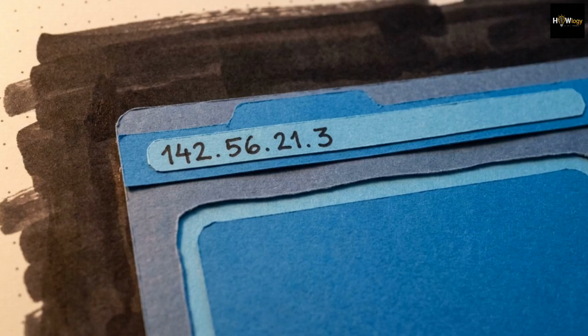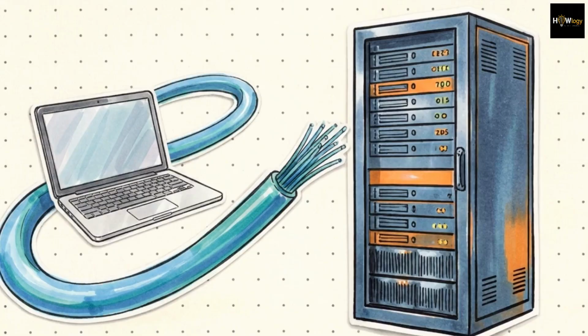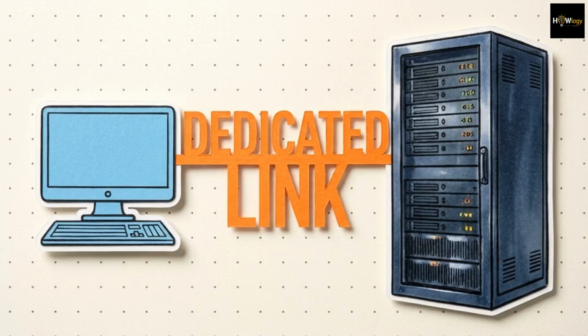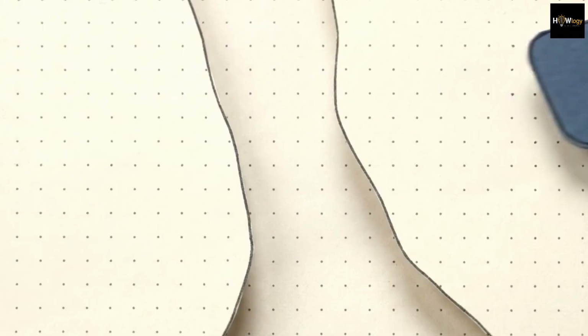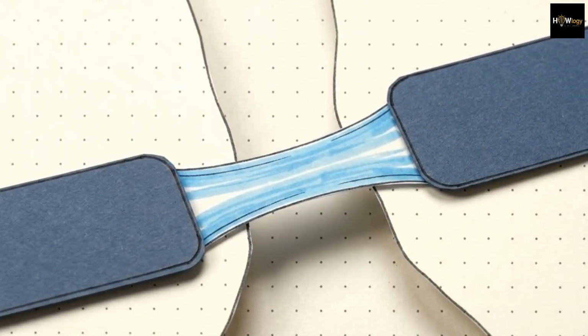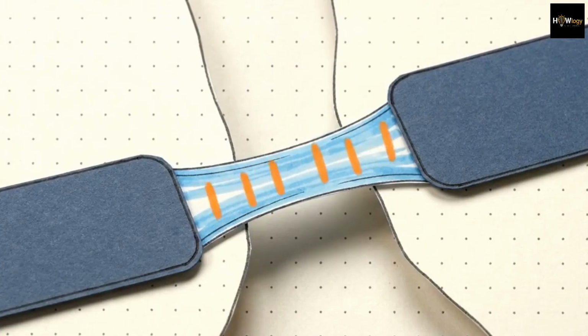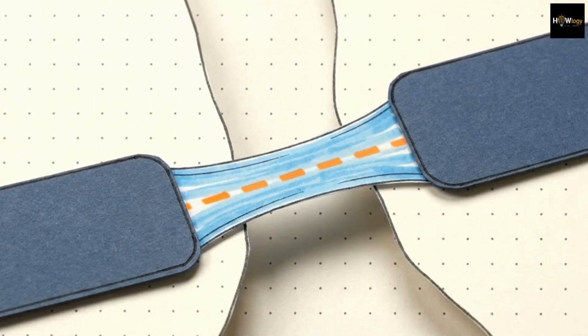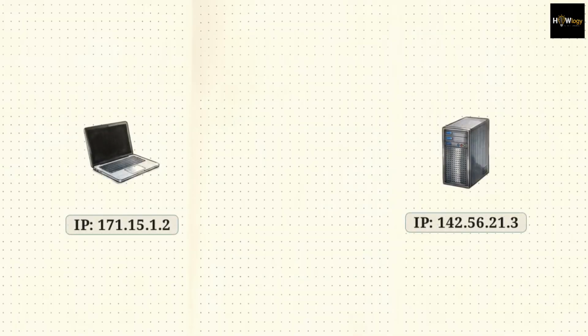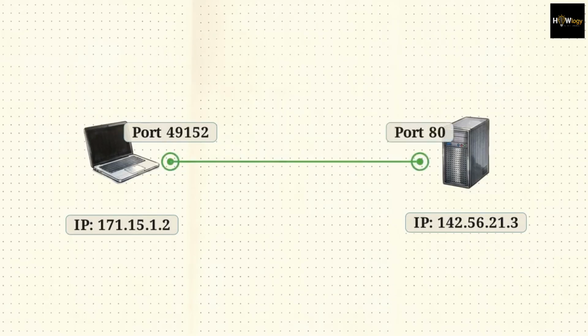Now that your browser has the server's exact IP address, it has to physically link up with it. It does this by establishing a TCP connection, which locks in a dedicated, reliable pathway between the two machines for the duration of the data transfer. The connection relies on specific digital docking stations called listening ports. Your device opens a randomized, high-numbered port on its end and plugs directly into the server's standardized port, which is usually port 80 for regular web traffic.